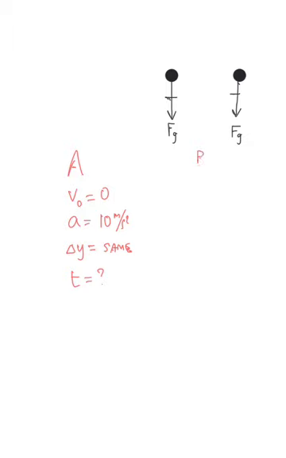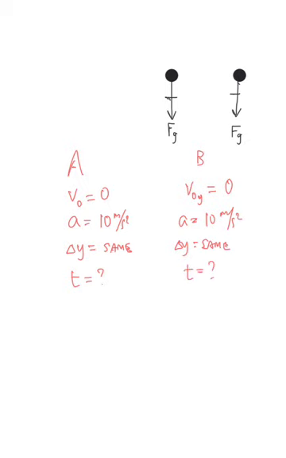And for object B, the time it takes to get to the ground only depends on the vertical motion. Remember, the horizontal and the vertical motion are separate, so it doesn't matter that this one was launched horizontally. What matters is that in the vertical direction, the initial velocity in the y direction is equal to 0. If it's launched horizontally, the entire velocity is in the x direction. There's no initial velocity in the y direction. The acceleration is 10 meters per second squared because of gravity. The delta y is going to be the same as the other object, and we're looking for the time.